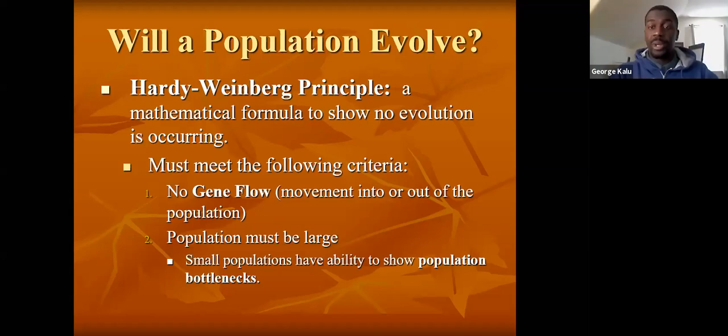The first one is that there's no gene flow. Okay, gene flow is just another way of saying migration. So there's no individuals migrating in or out of a population. Okay, that's number 1. Number 2 is that the population must be large. Okay, we cannot be dealing with small populations, because if we have a small population, then that population is going to be more susceptible to genetic drift and population bottlenecks and things like that, like we saw earlier in class.